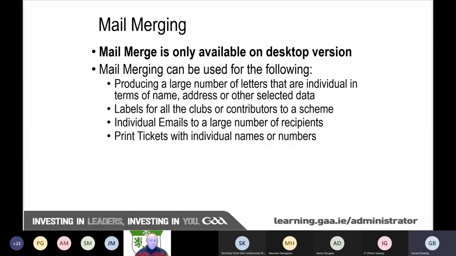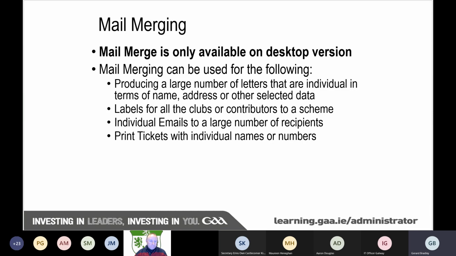Some people take data out of the membership system, print it out on sheets and hand it out to people and say, there's what's on the system. You know, is that okay? That's your own personal one. You could have labels for all the clubs or contributors to some scheme that you have, or all the members. You could do labels through it. You could have individual emails sent to a large number of recipients. That could be a small group of your club, might be everybody in the club.